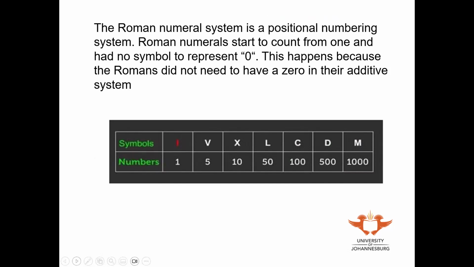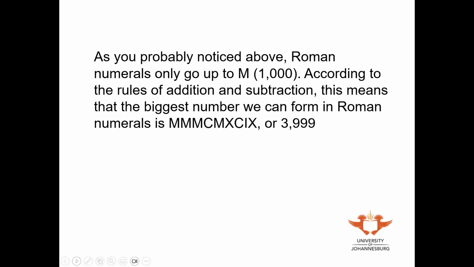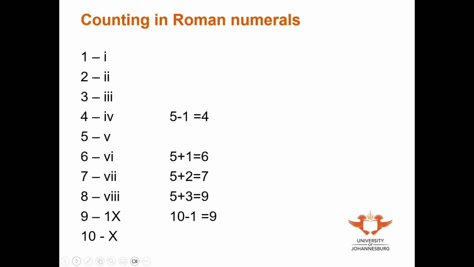With these numbers, one of the things you will see is that there was a limitation: the highest number they had was 3,999. That was one of the disadvantages of the Roman number system, that they couldn't go above 3,999. This was based on the fact that there are some rules that needed to be followed.